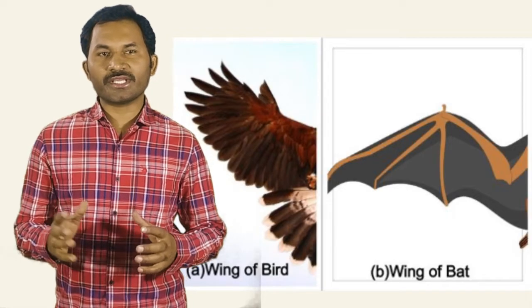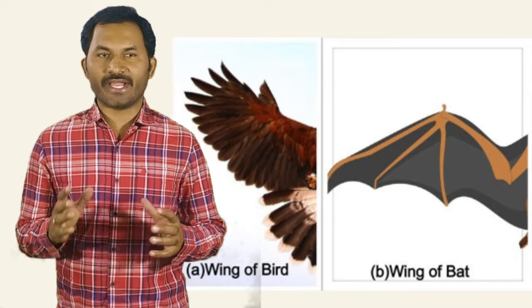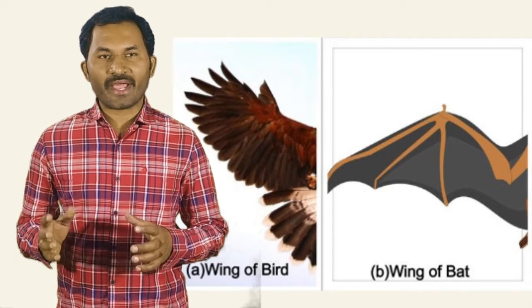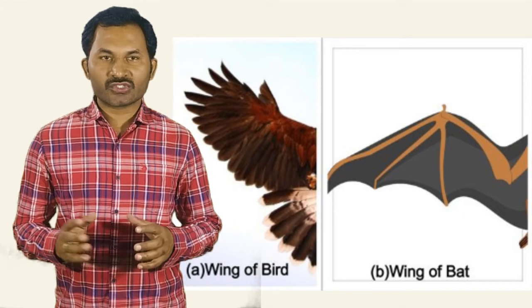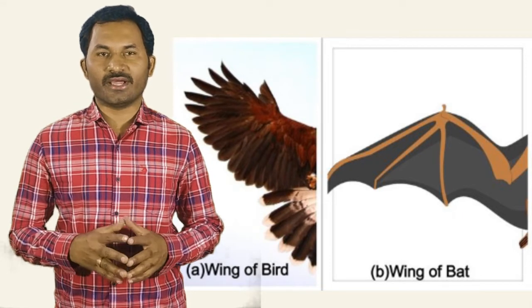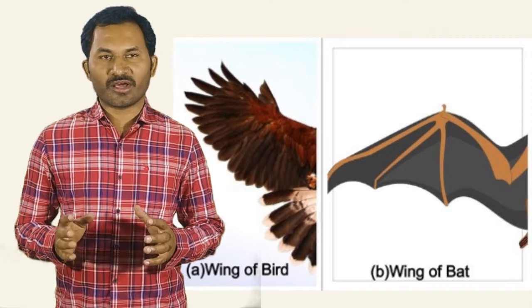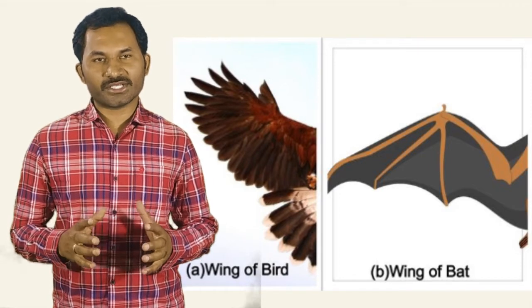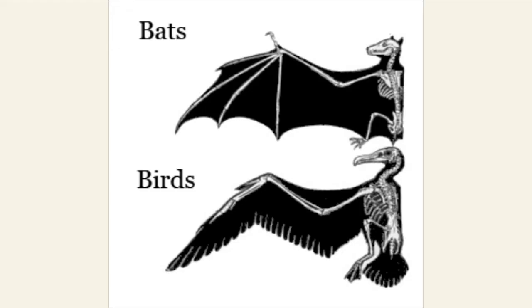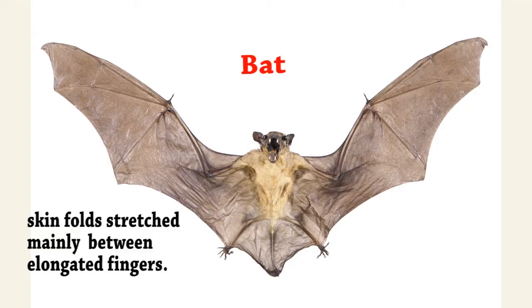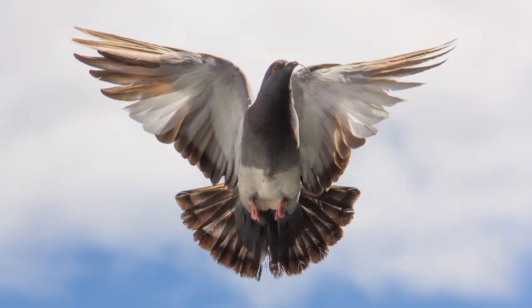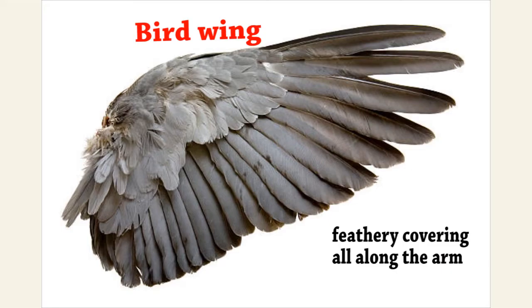Children, what would you think about the wings of birds and bats? Birds and bats have wings, but squirrels and lizards don't have. So, are birds and bats more closely related to each other? Let us look at the wings of birds and bats more closely. We find that the wings of bats are skin folds stretched mainly between elongated fingers. But the wings of birds are a feathery covering all along the arm.